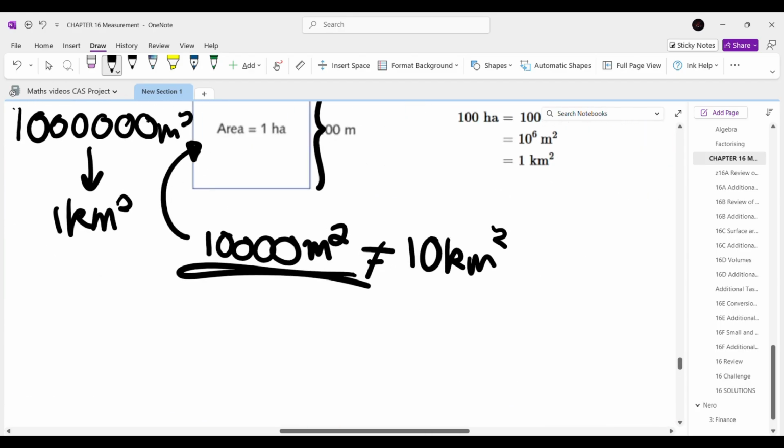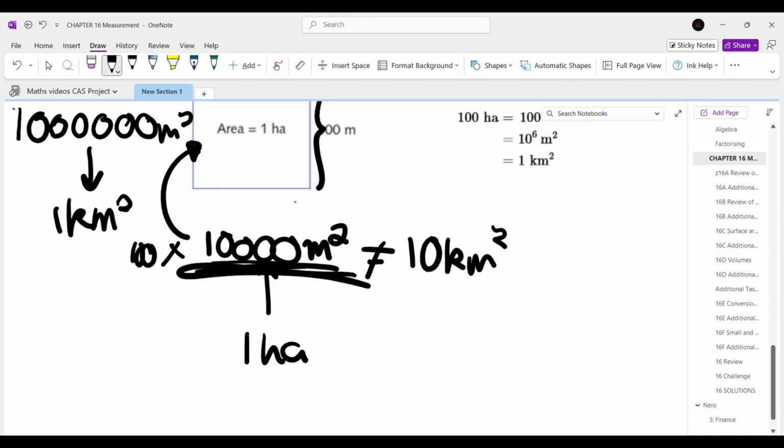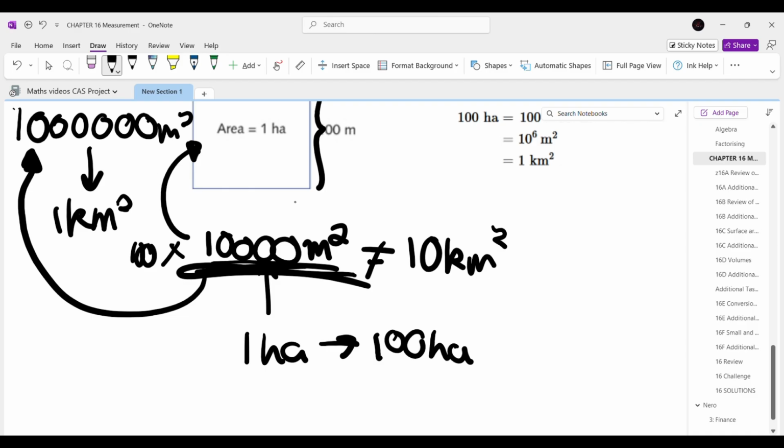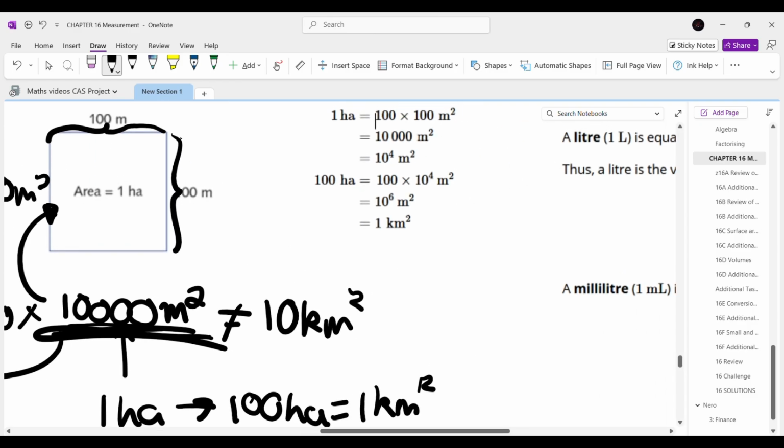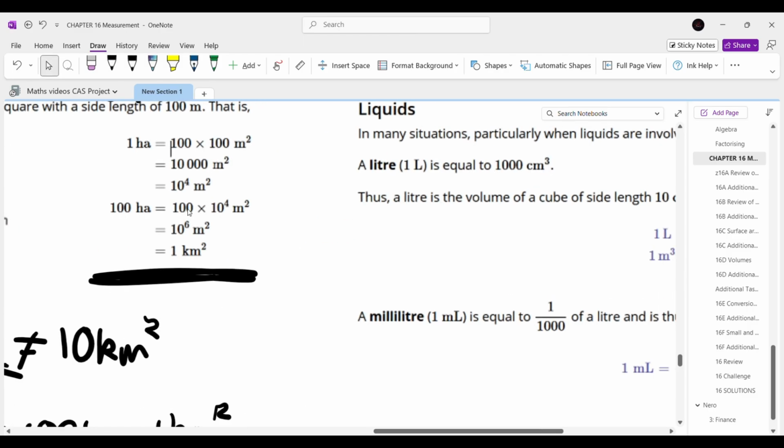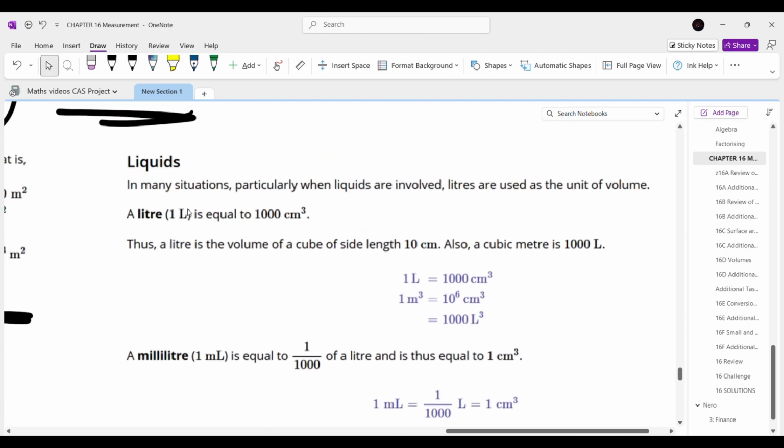It's just squared. So instead, 10,000 square meters is 1 hectare. And if you multiply this by 100, you would get your million square meters, which is 1 square kilometer. So therefore, 100 hectares is equal to 1 kilometer squared. And you can see up here, it's equal to 1 kilometer squared.